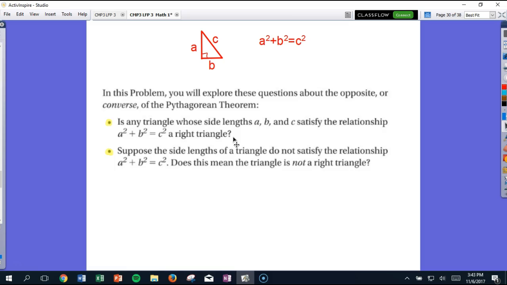But yes, all side lengths that make a squared plus b squared equals c squared true are right triangles. And then it also says, suppose the side lengths of a triangle do not satisfy the relationship of a squared plus b squared equals c squared. Does that mean the triangle is not a right triangle? Again, you can pause this and think about it. But it does mean it's not a right triangle. All right triangles fit the relationship of a squared plus b squared equals c squared, and every triangle that makes a squared plus b squared equals c squared true is a right triangle.